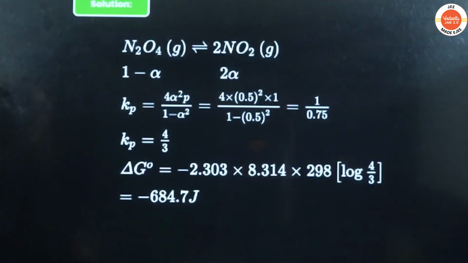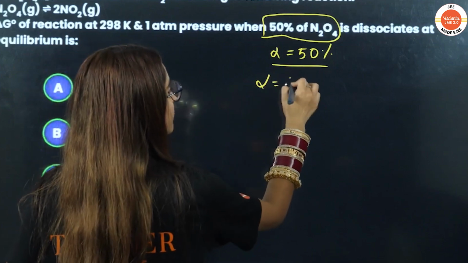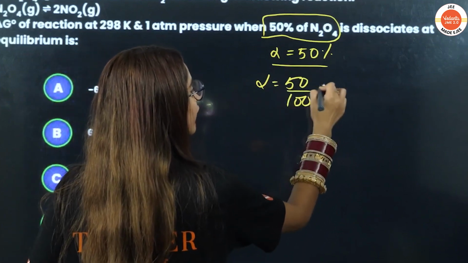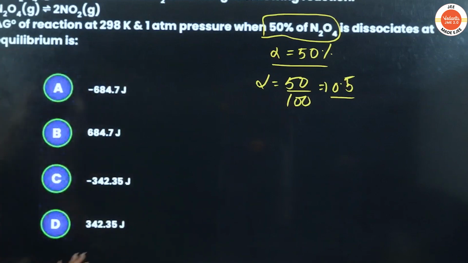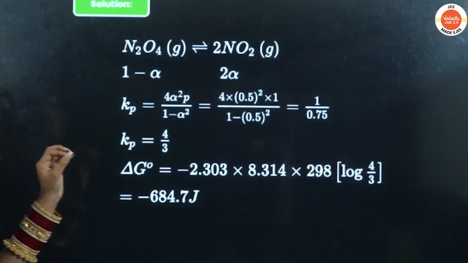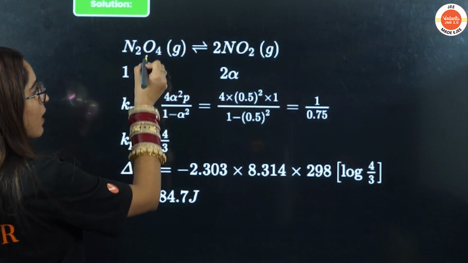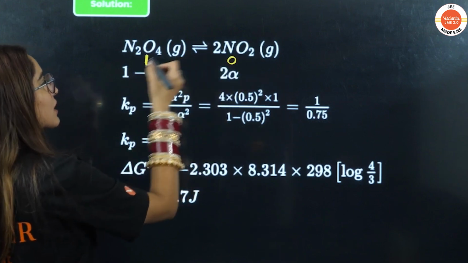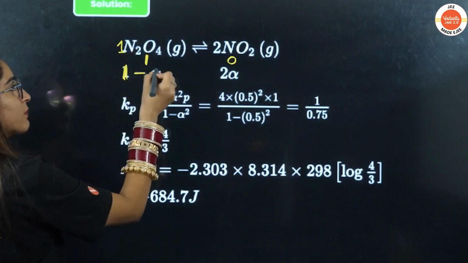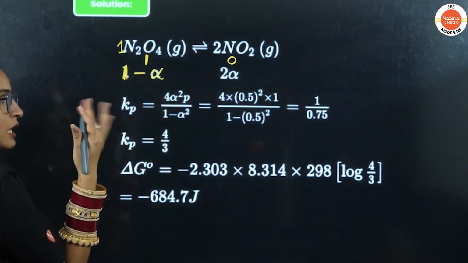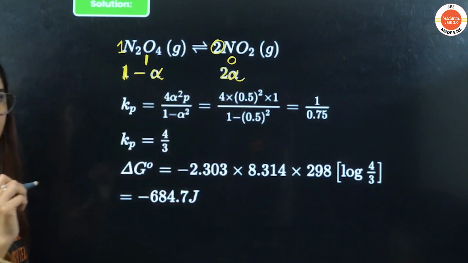That means alpha is given to you as 0.5. If alpha is 50%, that means 50 by 100, that is 0.5, right? So alpha is given to be 0.5. That is given to us. Now what you have to do, just do this as an equilibrium. So you will take this as 1. Initially this is 0, right? So from this you have to subtract stoichiometry multiplied by the degree of dissociation.